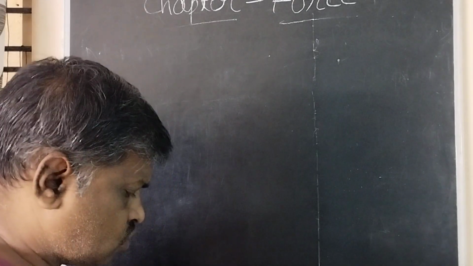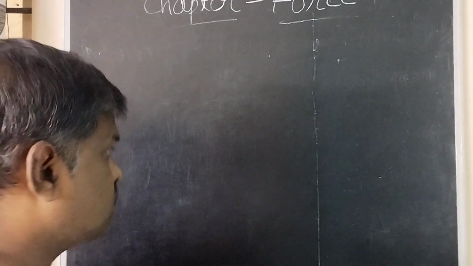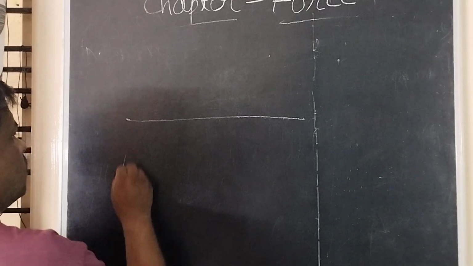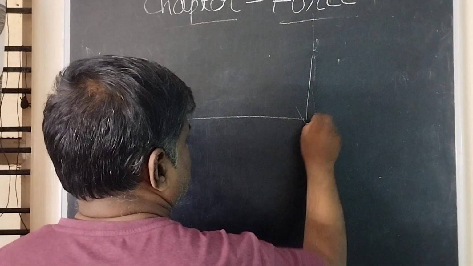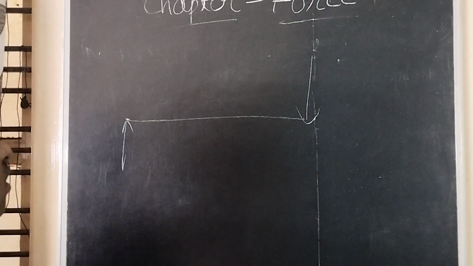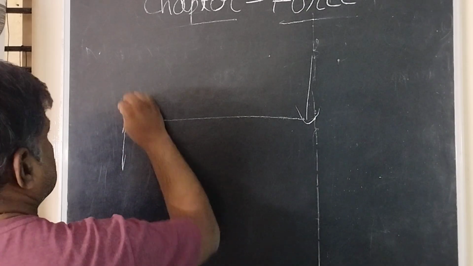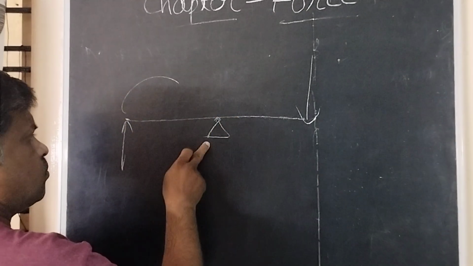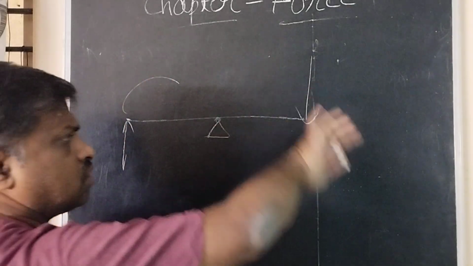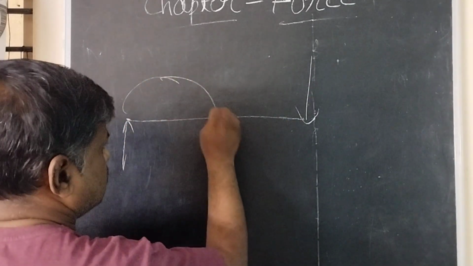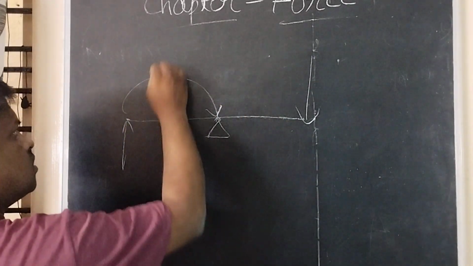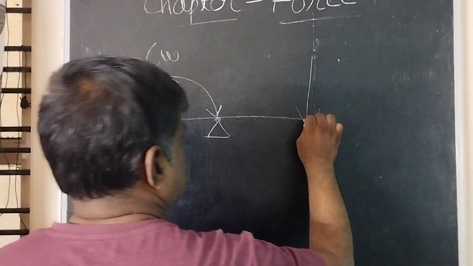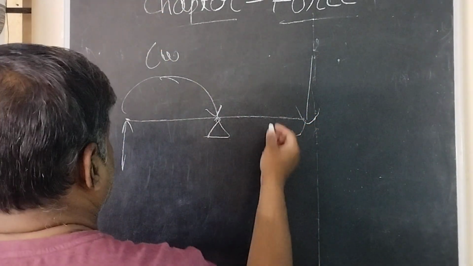Then the next topic is clockwise moments and anti-clockwise moments. See, there is a bar. A force is applied on this side, and a force is applied on the other side, in opposite directions. The pivoted point is this one. About the pivoted point, the forces rotate the object. It applies like this, in this way. This is the clockwise direction, and this is also the clockwise direction.